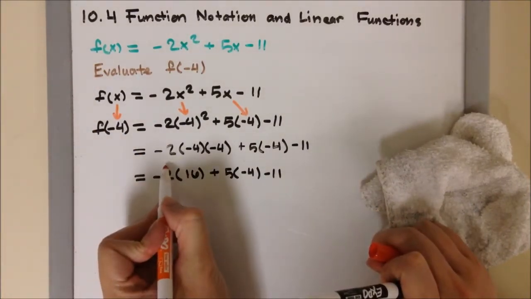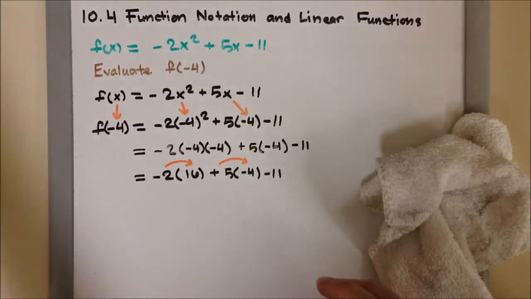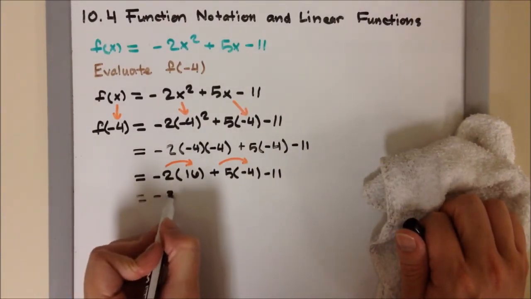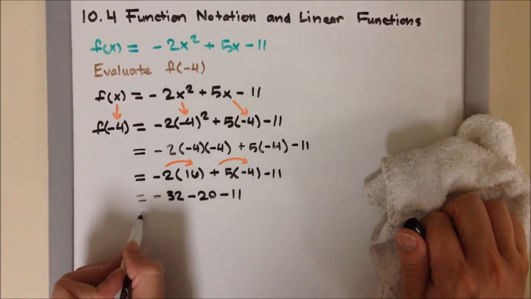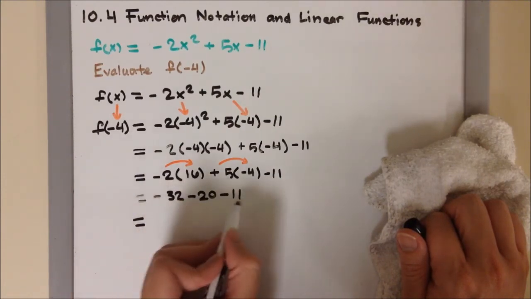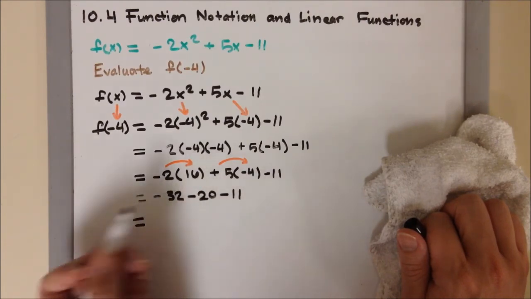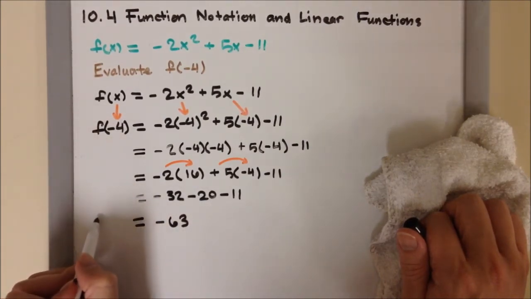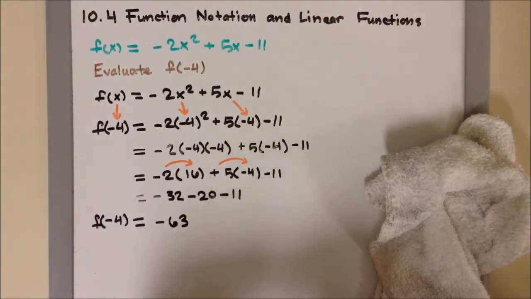After I finish with exponents, I'm going to distribute my negative 2 to the 16 and my positive 5 into the negative 4. Once I do that, I'm going to get negative 32 here, minus 20, and then bring down the minus 11. When I combine my numbers, negative 32 minus 20 minus 11, this will be negative 52 and then minus 11, so negative 63. And then I'm going to bring down the left side, so f of negative 4. And that's it. That would be my final answer.